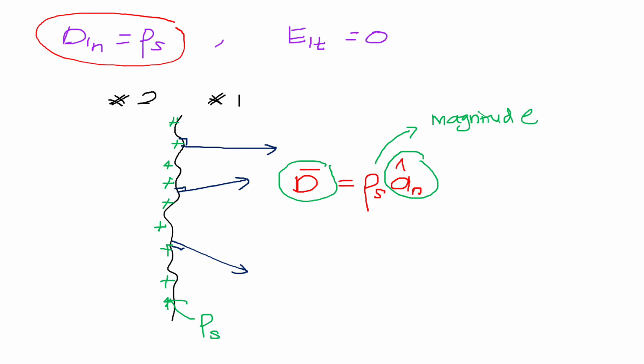So we get the final equation of the electric flux density in free space in the situation of the conductor free space boundary condition. You can just use this equation. You don't need to prove it when you want to solve the problem.